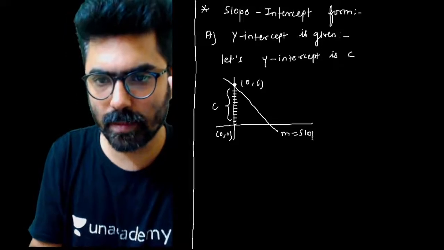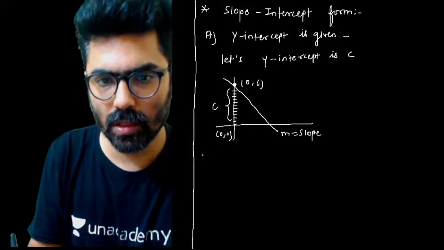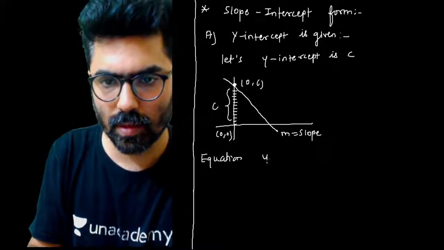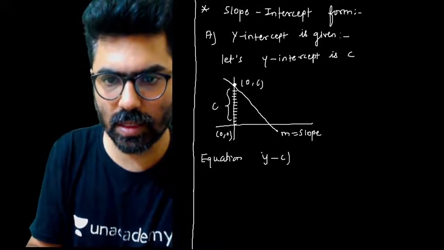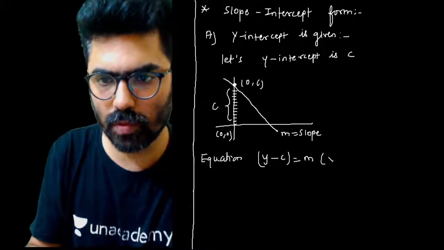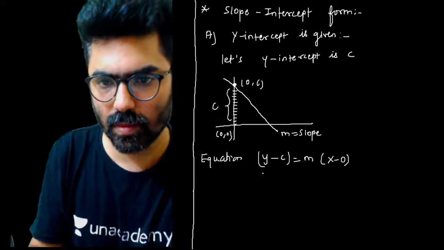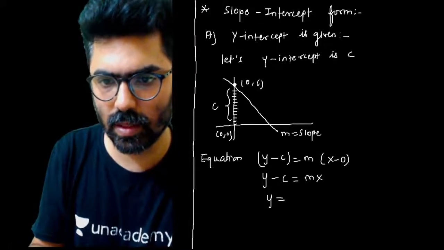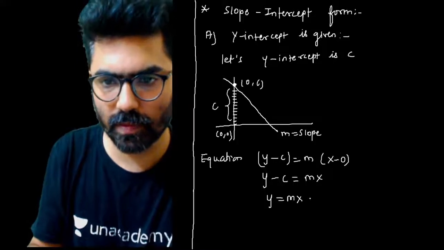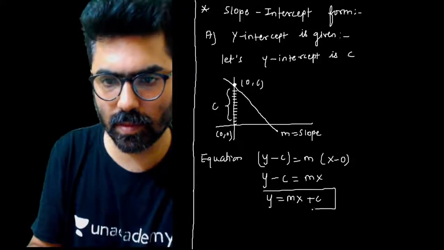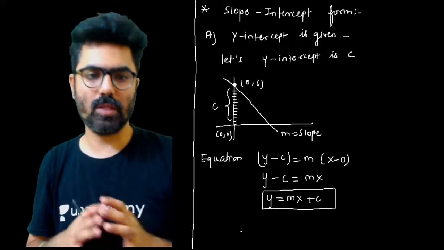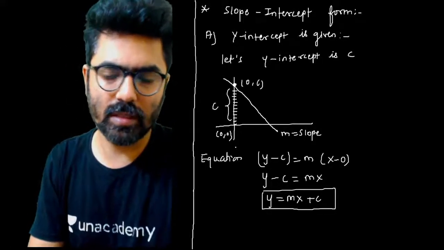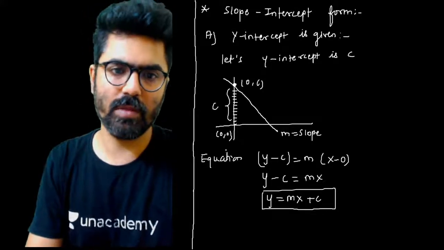And slope is also given. So now the equation will be y minus C, this is the point, slope times x minus 0. So y minus C is equal to mx, hence y is equal to mx plus C. This is the equation of line in slope intercept form when the y-intercept is given.